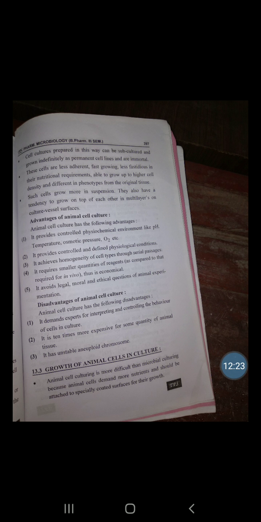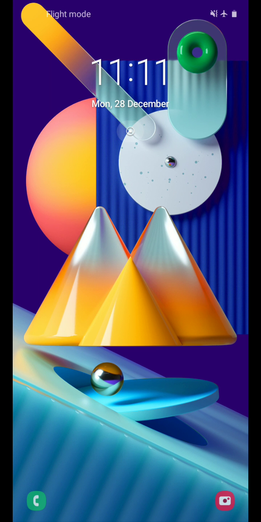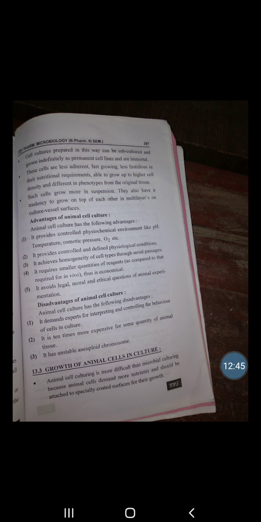So what are the advantages of animal cell culture? First advantage, it provides a controlled physicochemical environment like pH, temperature, osmotic pressure and oxygen. Second, it provides controlled and defined physiological conditions. Third, it achieves homogeneity of cell types through serial passages.